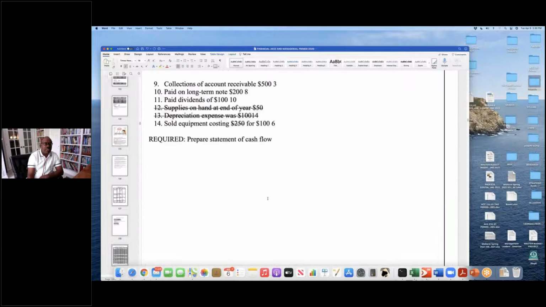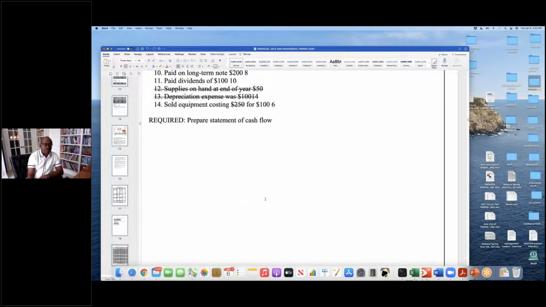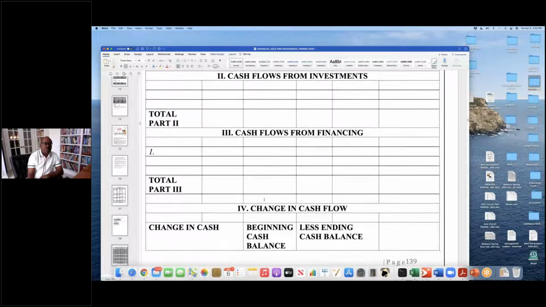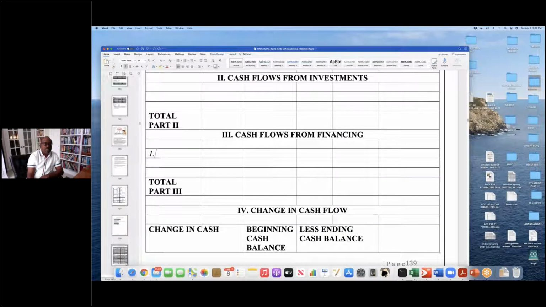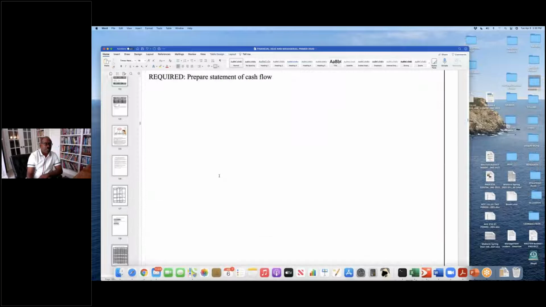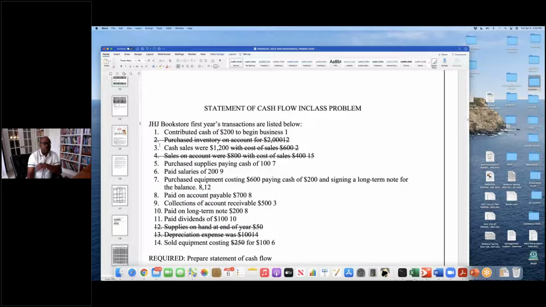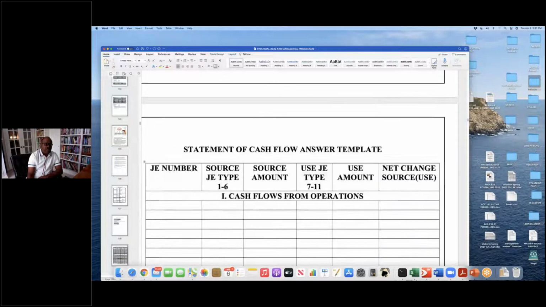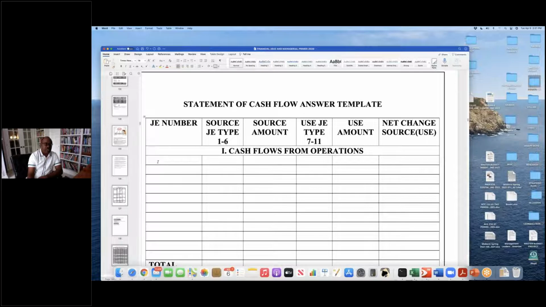And that was how much? $200. And we said that was a type what? 1. Now let's go to the next journal entry that we have, and we would go to 3. Cash sales were 1,200. So we know that's going to be in operations.